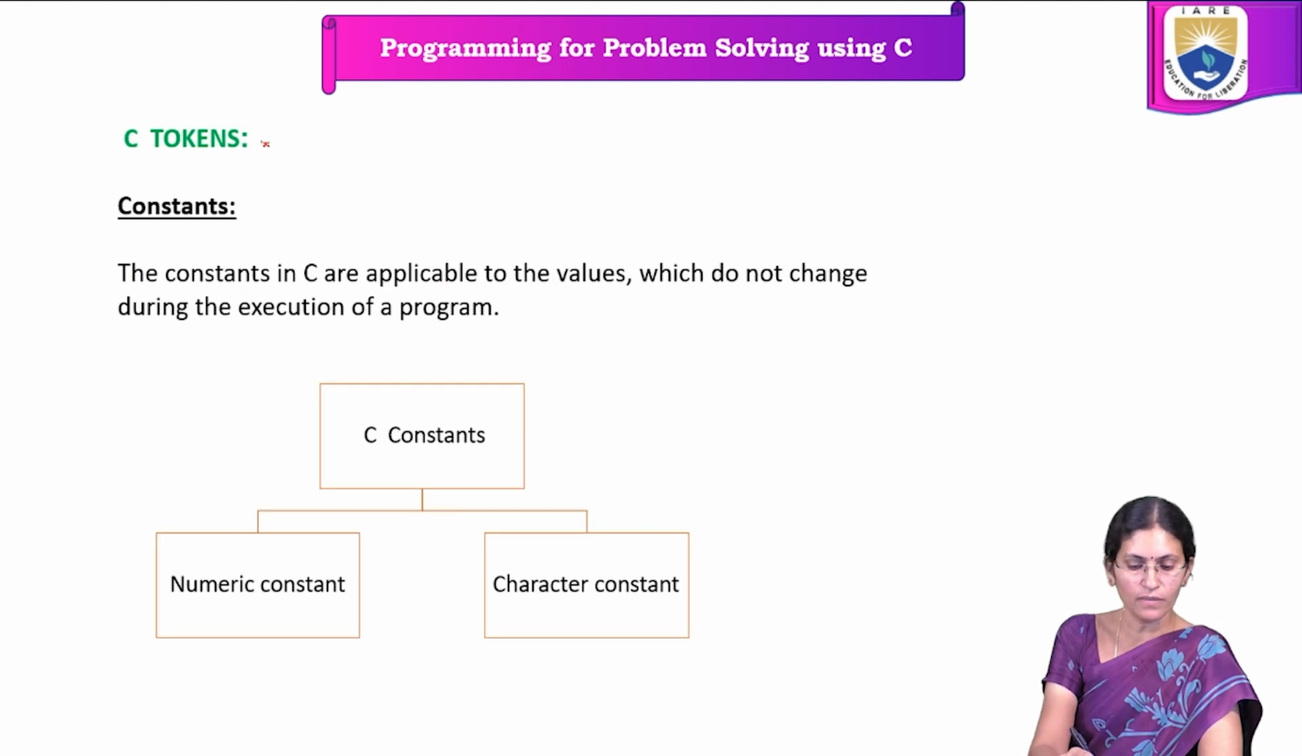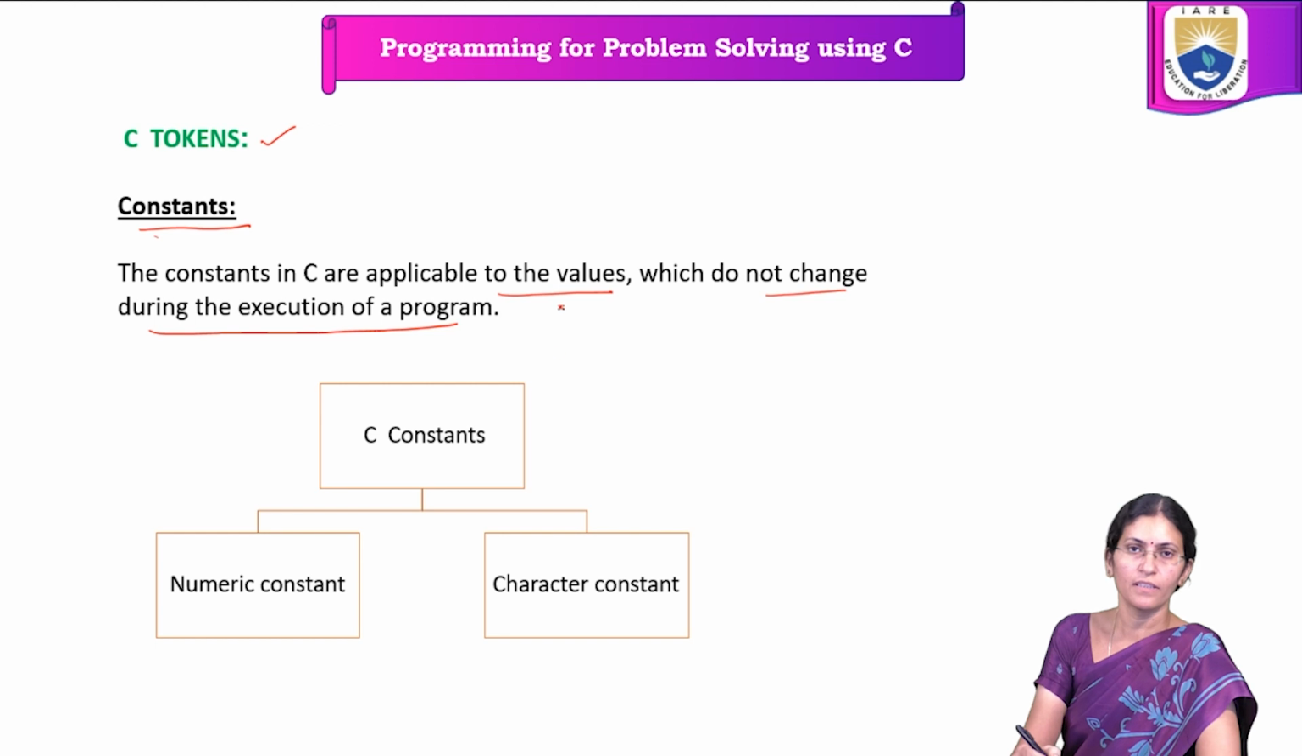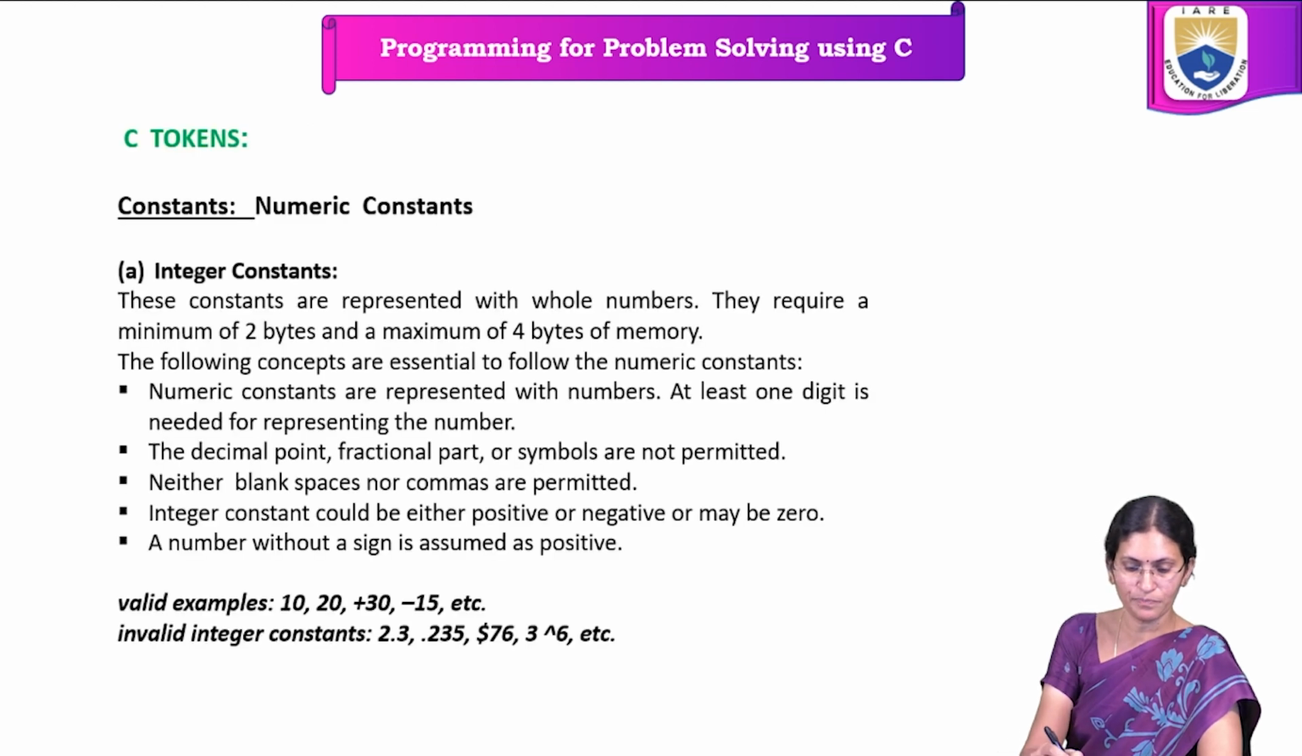Now in C tokens, let us see the next one, that is constants. So what are constants? Constants in C are values which are constant. That means they do not change during the execution of the program. Throughout the program their values are constant. In C we have mainly two types of constants, numeric constants and character constants. Now let us see one by one. The first one is numeric constant.